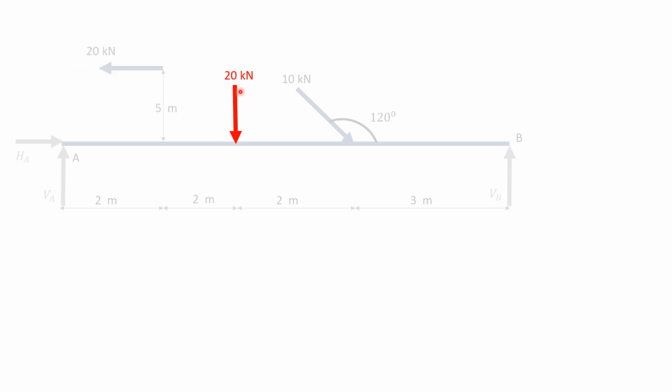Now 20 kilonewton force, this will have line of action of force like this. It will have perpendicular distance about point A of 4 meters, and it rotates about point A. 20 into 4, 80. So it is rotating clockwise, so it will be having moment of 80 kilonewton meters positive. This 10 cos 60, it passes through line of action of force through point A, so it will have 0 moment about point A.